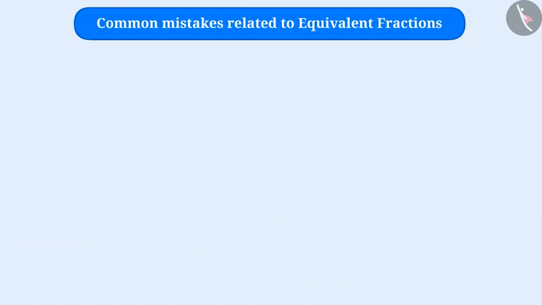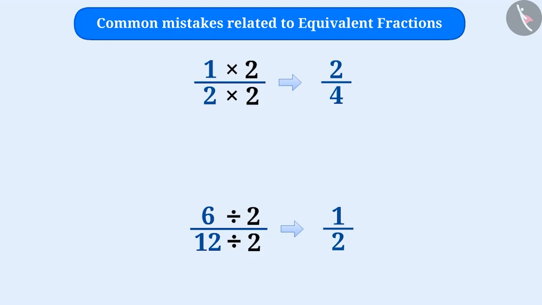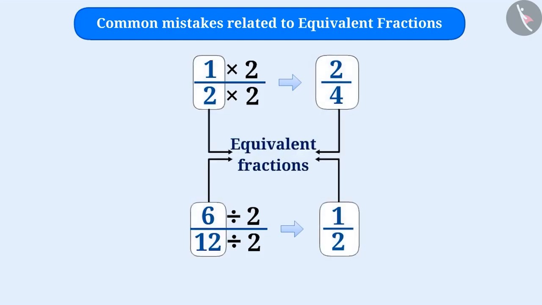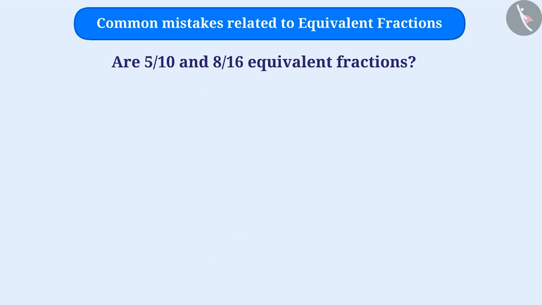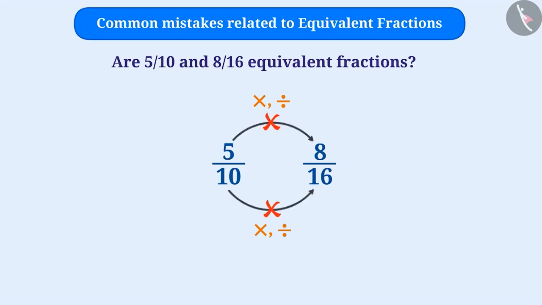Now let's see some common mistakes related to equivalent fractions. Sometimes, students understand that multiplying or dividing the numerator and the denominator of a fraction by the same number gives another fraction, and then those two fractions are equivalent fractions. But when they are asked if 5 by 10 and 8 by 16 are equivalent fractions, they observe that multiplying or dividing the numerator and the denominator of 5 by 10 by any number does not give 8 by 16. Similarly, multiplying and dividing 8 by 16 by any number does not give 5 by 10. So, it is misunderstood that these fractions are not equivalent fractions.